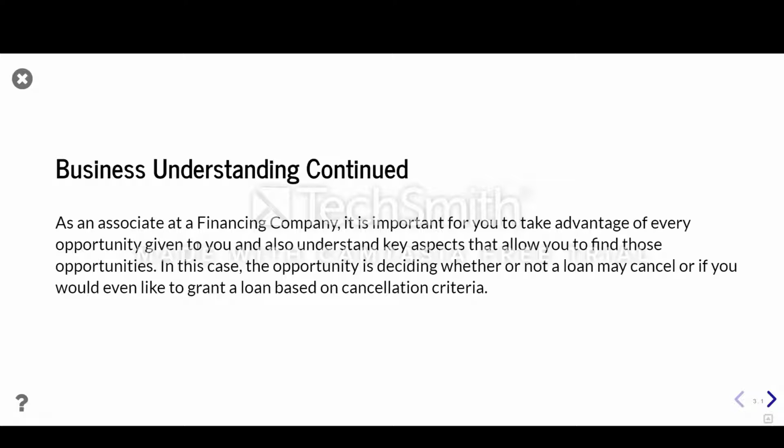So a little bit more understanding. As an associate, as a financing company, it's important for you to take advantage of every opportunity given to you. In this case, the opportunity is to decide whether or not a loan may cancel, or if you'd even like to grant a loan based on cancellation criteria, which we're going to dive into. So business and data understanding.